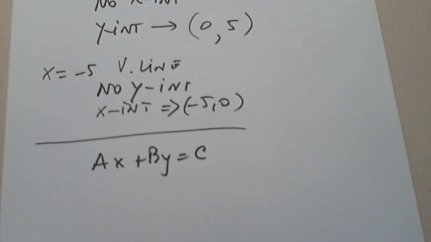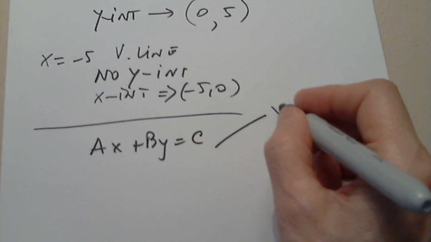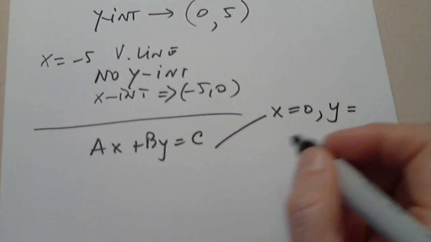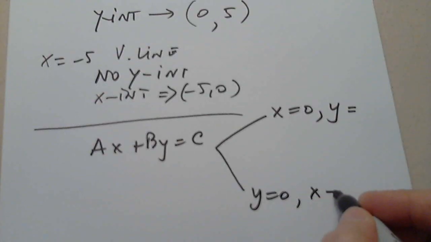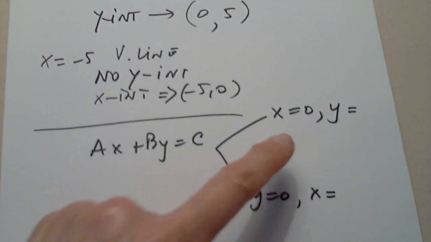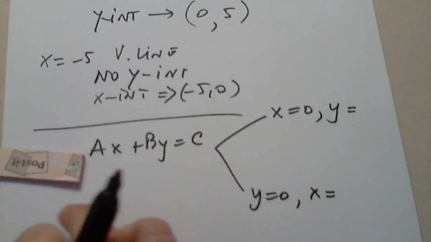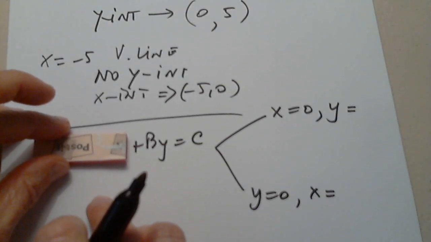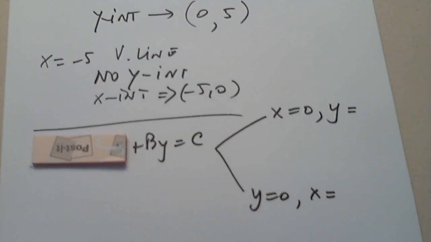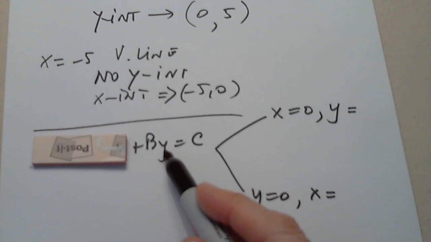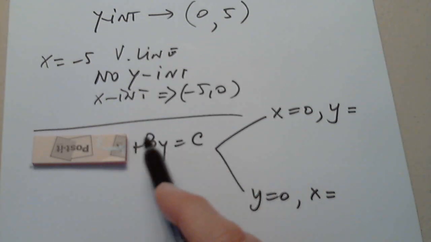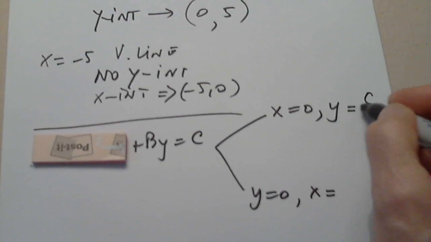Okay. Good. So when x is 0, we have to find y. And then when y is 0, we have to find x. So when x is 0, how do I find y? What do I have to do? I'm solving for y. If we remember, we had divided by b, of course, so c over b.